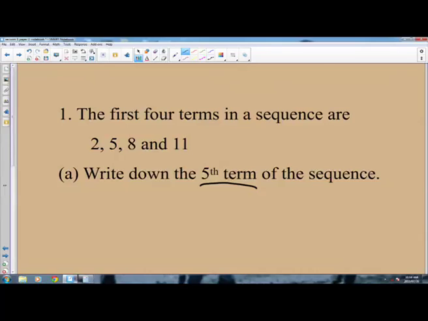We got the sequence 2, 5, 8, and then 11. 1, 2, 3, 4. Now you're expected to find the 5th term. That is the next term after 11. What we can see is, to get the 5 here, 3 has been added to 2. So every time it means you have to add 3. Here also add 3, because 5 plus 3 will be 8, and then 8 plus 3 will be 11. So to get the 5th term, we will have to add 3 to 11.